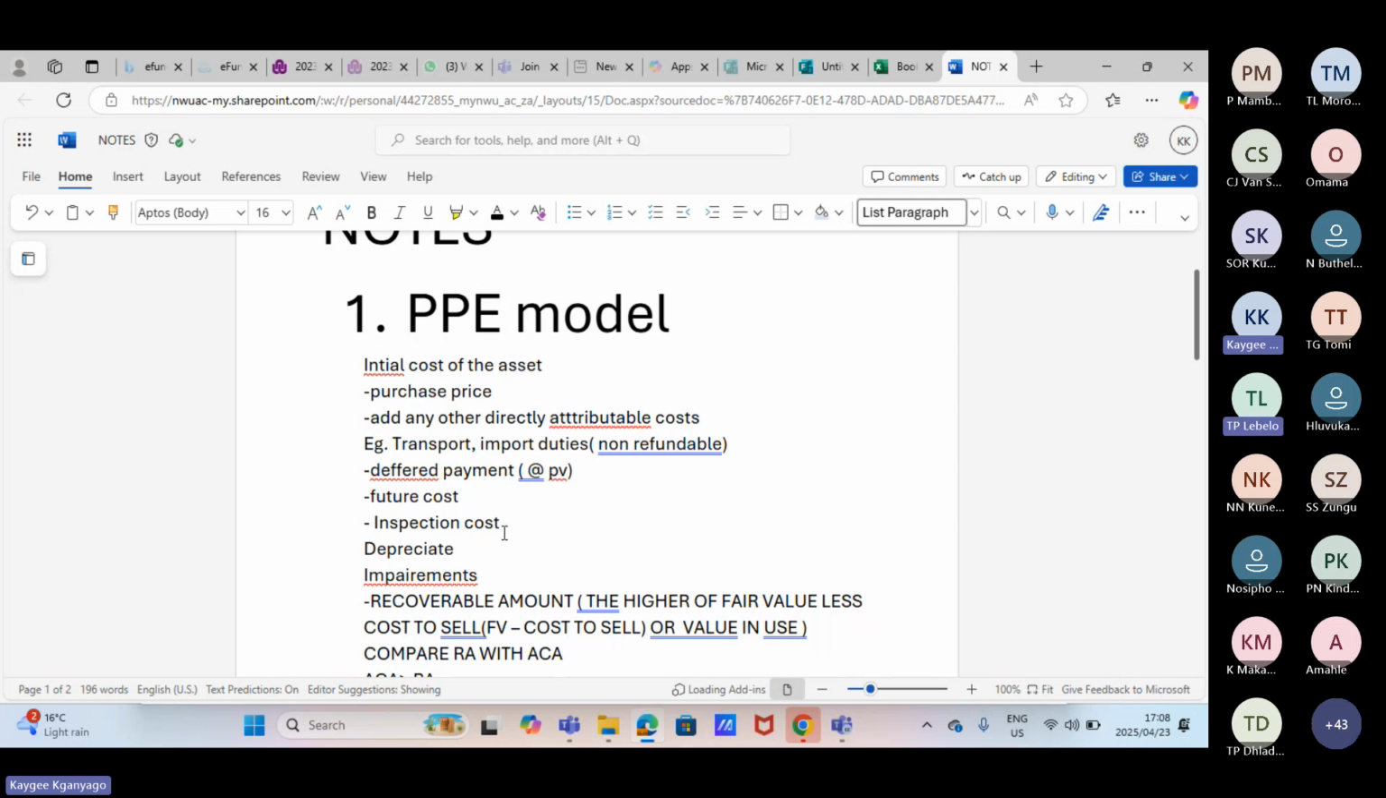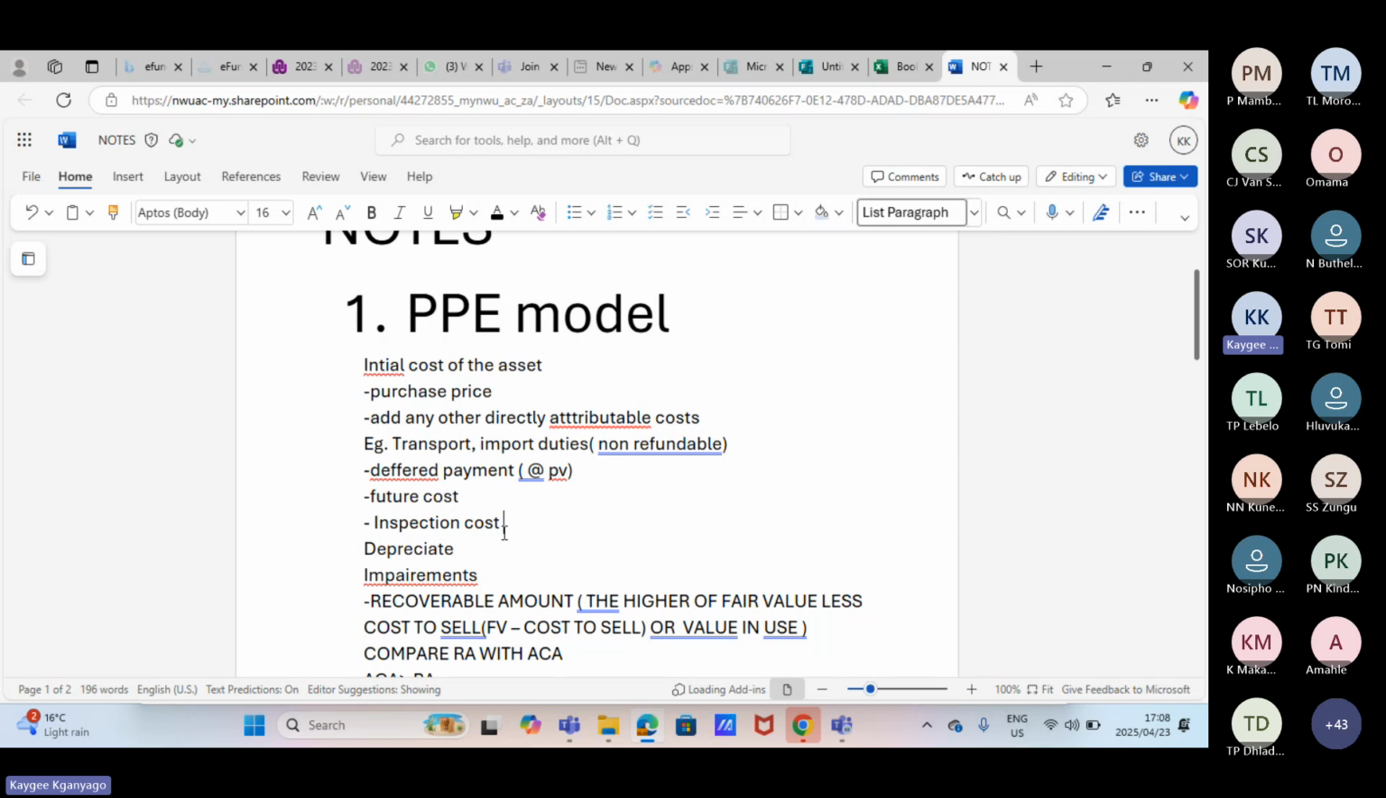And when it is renewed, yes, I'm saying it's true. If there is a renewal of inspection cost while it is not fully depreciated, remember you must do what? De-recognize it.